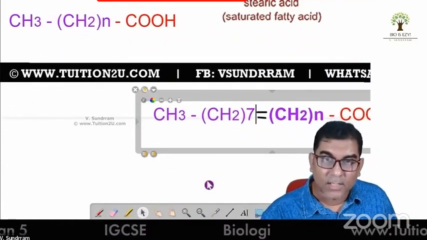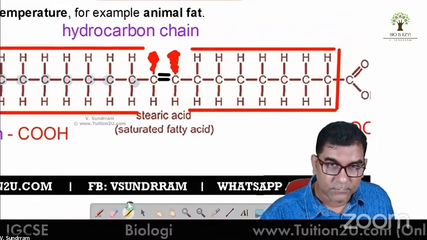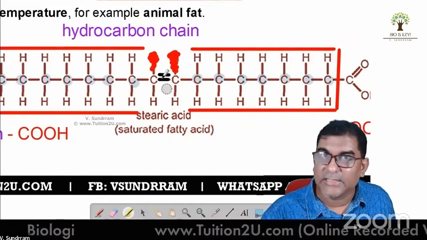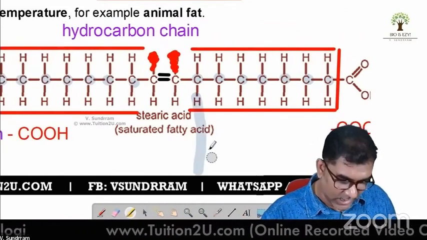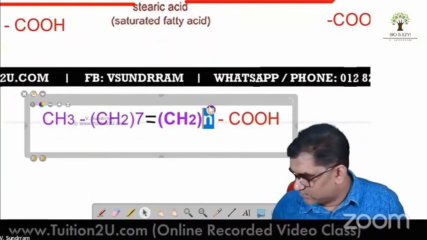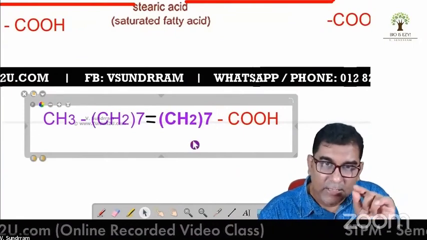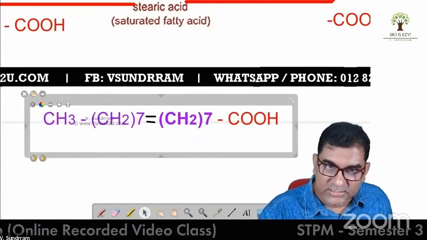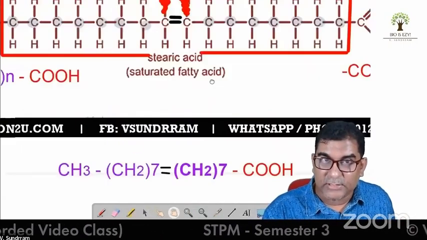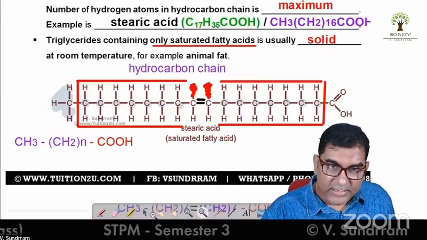What do you have after the double bond? 1, 2, 3, 4, 5, 6, 7. So we choose right in the middle. So that means after the double bond also 7. The ending is always COOH. This is oleic acid. This is oleic acid. When you take a double bond here, it's oleic acid. That is what I have.